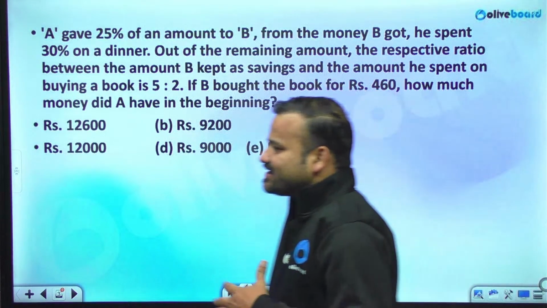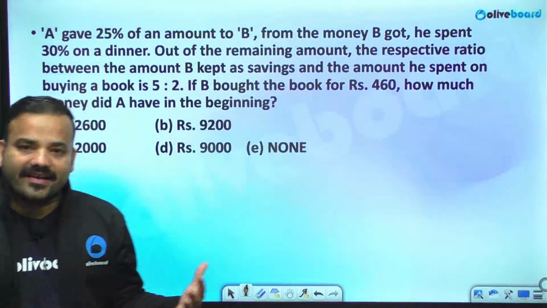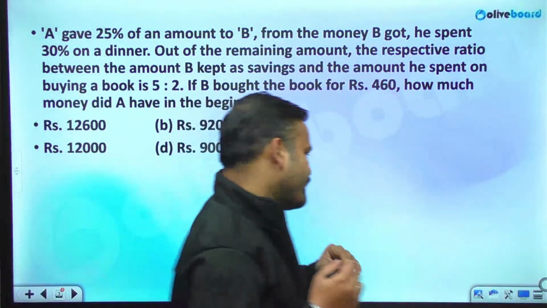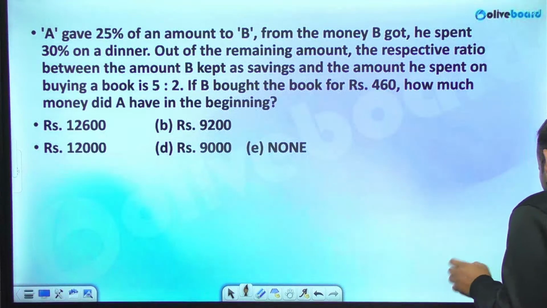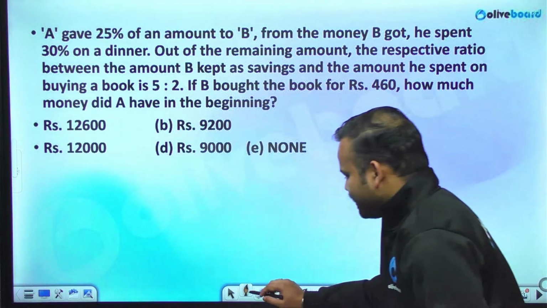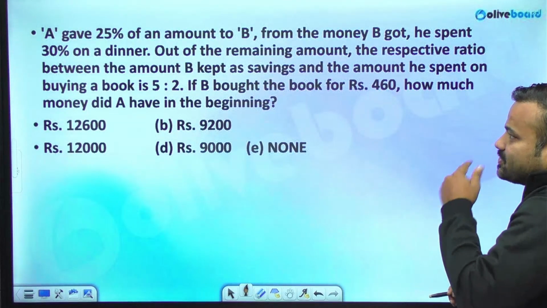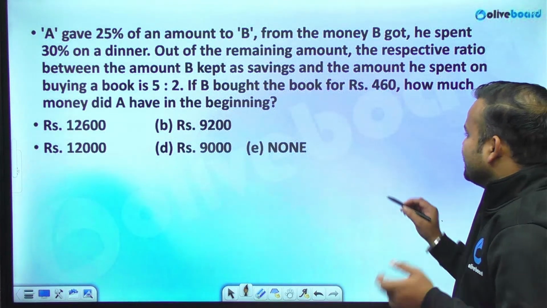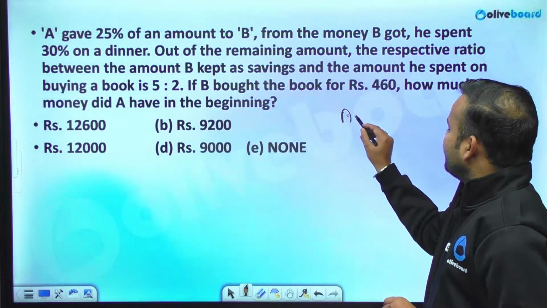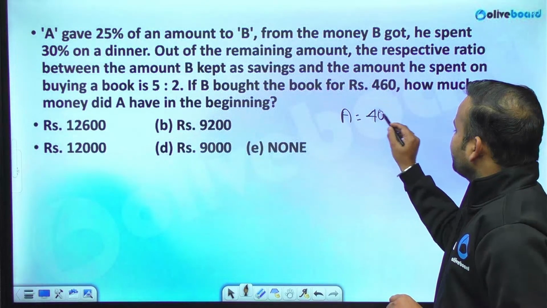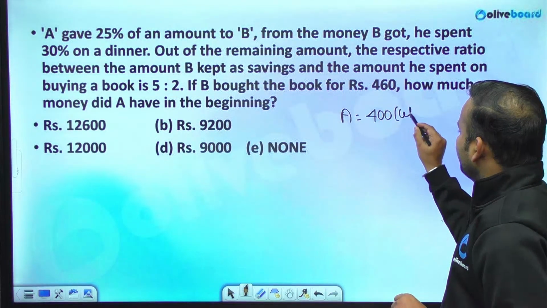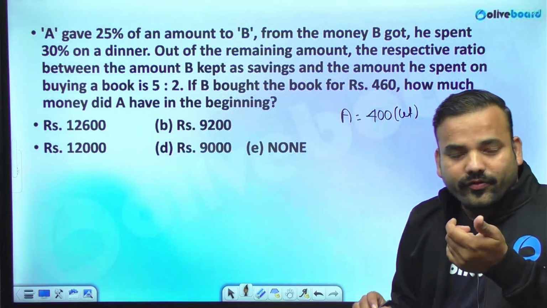So alligation and mixture is a concept of various identities, ratios, proportion and everything. We will have many different questions on alligation and mixture. Now see, A gave 25% of the amount to B. Let's say what A was having is 400 rupees. Why am I considering 400? Because I will be able to calculate 25% of it.